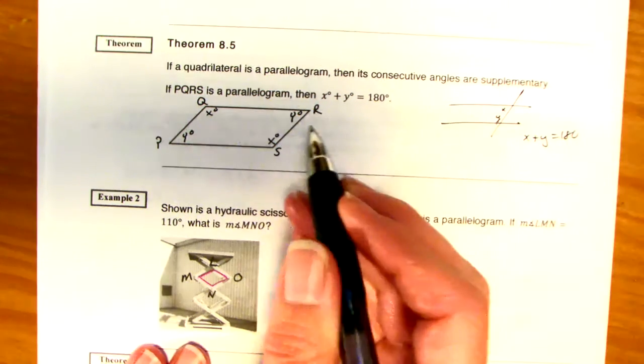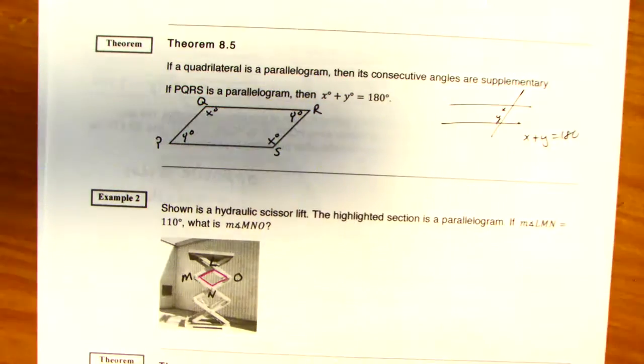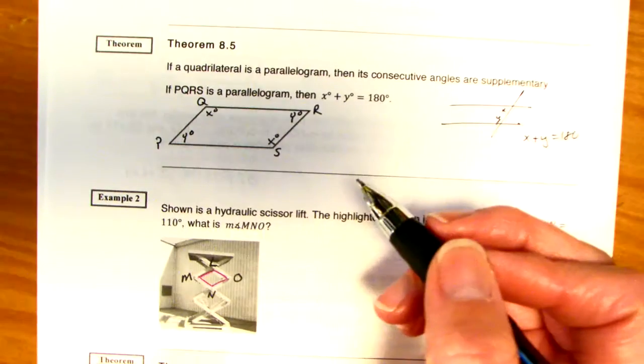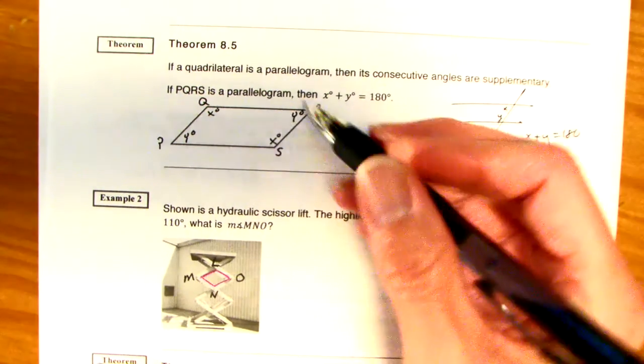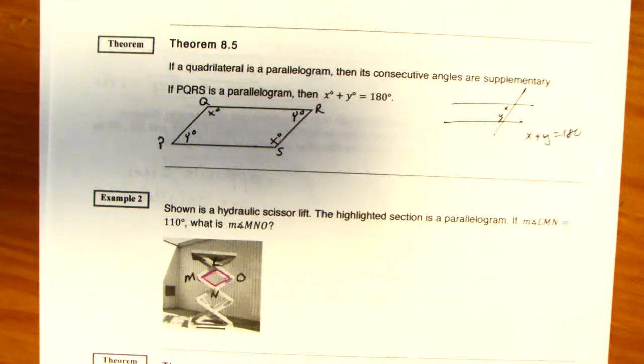Well, that's what's happening here. You have a parallelogram with the transversal. So x plus y equals 180. And since opposite sides are parallel, it goes both directions. Pretty nifty, huh?